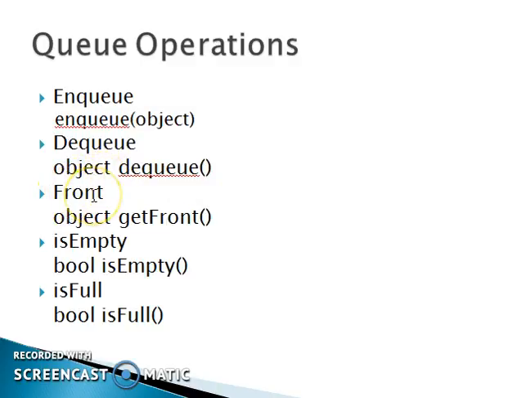The third operation is to return front element from the queue. The return type of the function is object and it takes no arguments. The next operation is to check whether the queue is empty or not. So the return type is boolean, and even this function takes no arguments. And the last operation is full. So the purpose of this function is to see if the queue is full. So the return type of this function is boolean and it also takes no arguments.